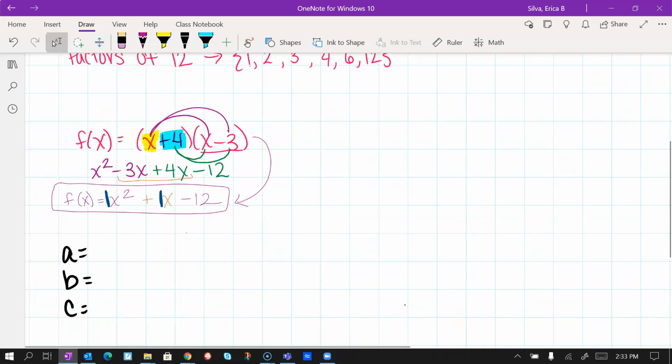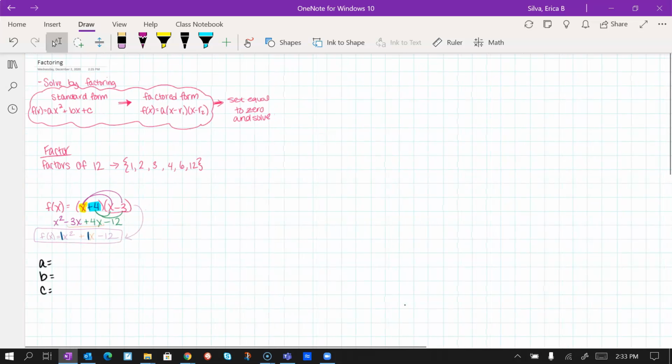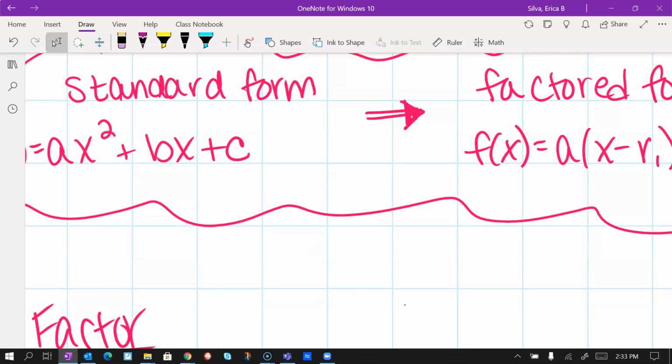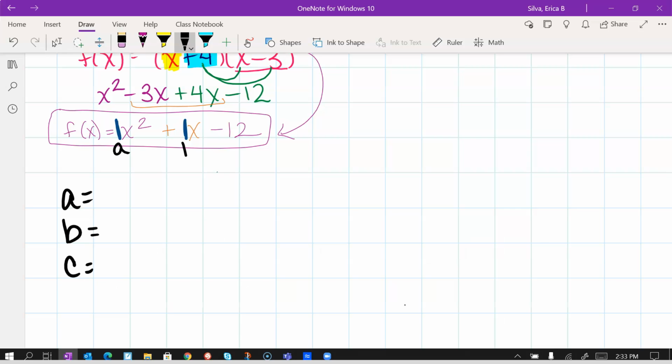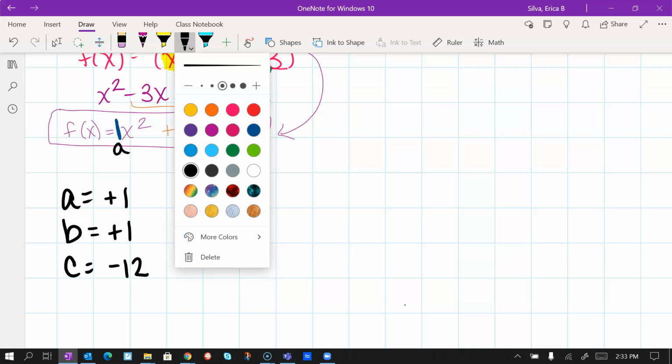When it's in standard form, your A is next to the x squared, your B is next to the x, and your C is your constant. So this is basically your A, your B, and your C. Your A is a positive 1, your B is a positive 1, and your C is a negative 12. Any questions so far? All right, here's where the fun starts.